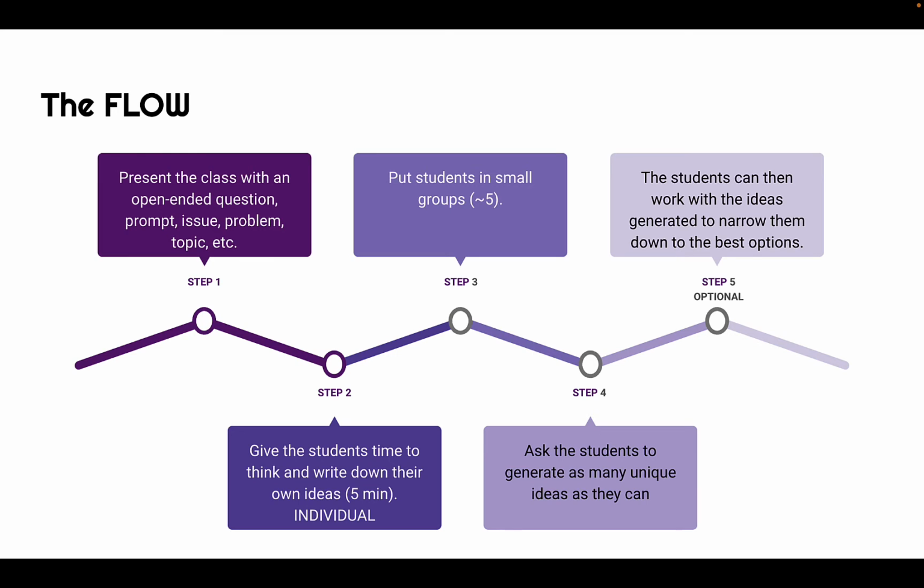Next, they're put into small groups, around 5 students. Ask the students to generate as many unique ideas as they can. This can be done in a number of ways, either with one student acting as the scribe and writes down all of the questions, or each student writing their own in a collaborative document, such as in Google Docs or a brainstorming application. The students can then work with these ideas to narrow them down and find the best option, should you choose to go that direction.